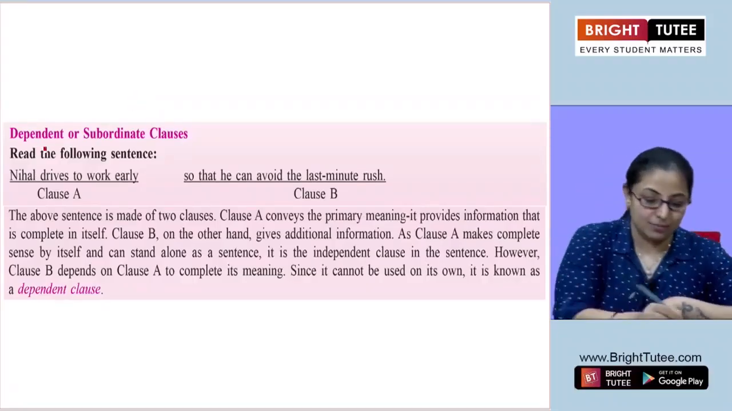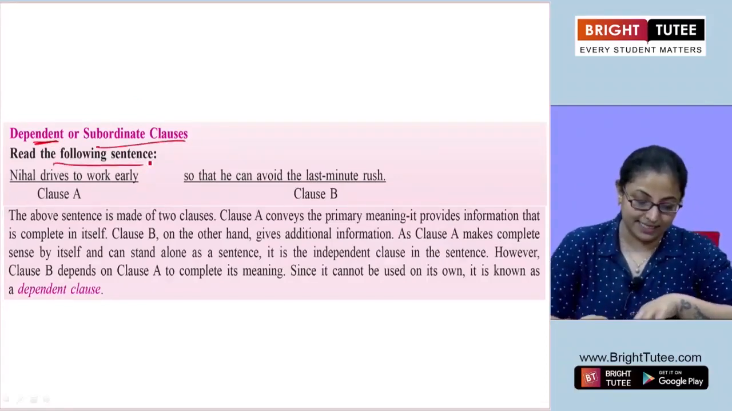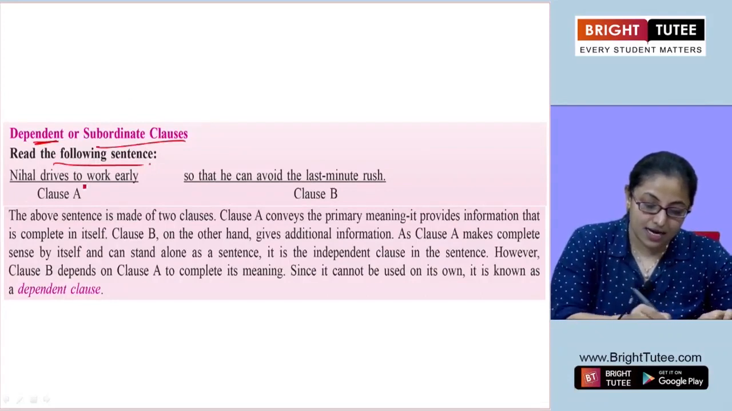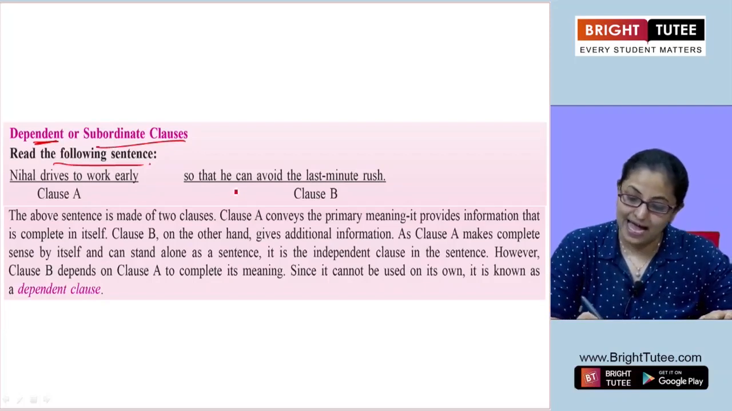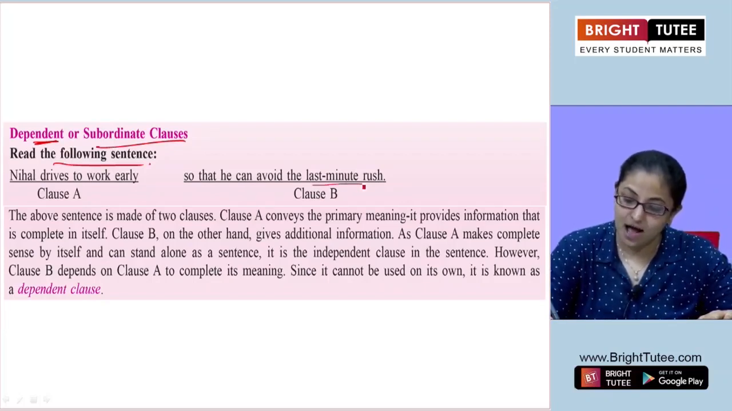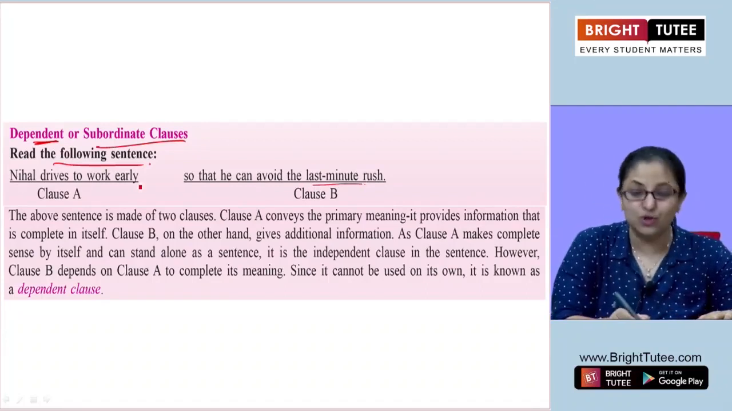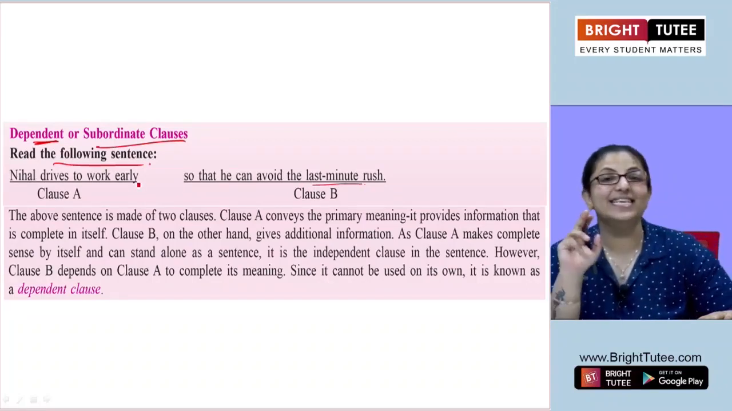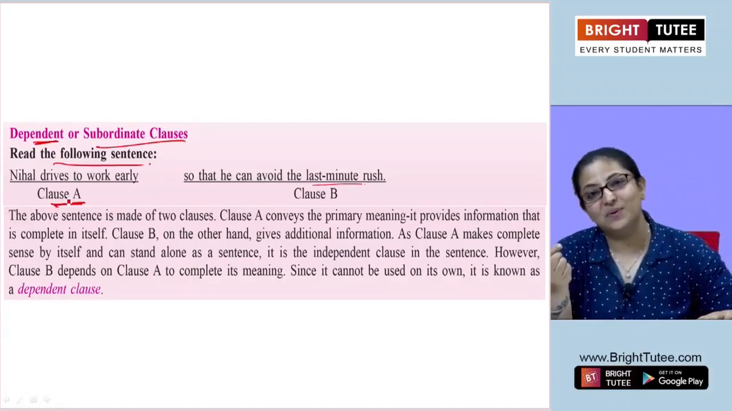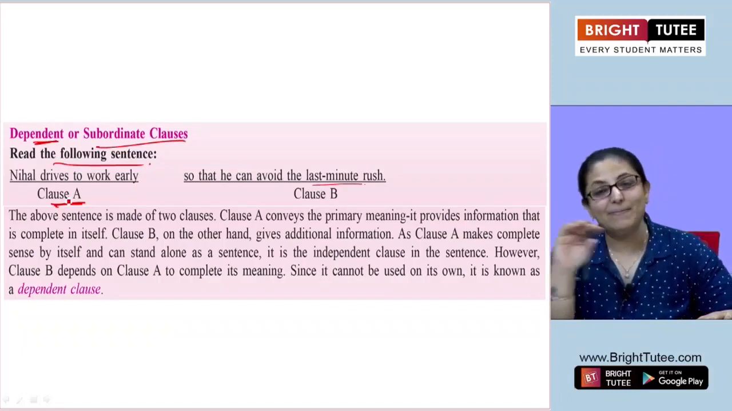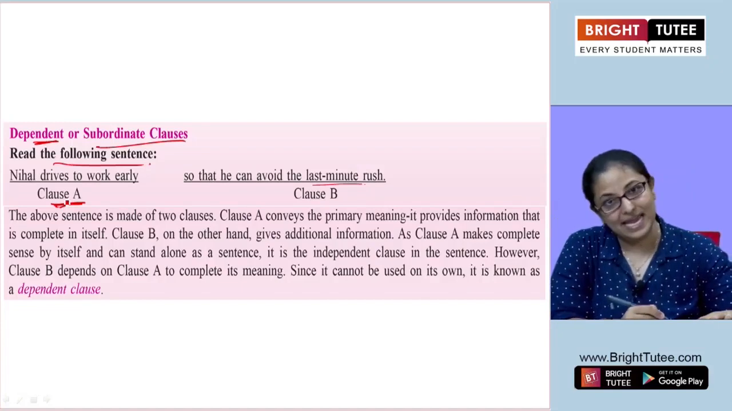Now, we will come to the dependent or subordinate clauses. Read the following sentence. Nihal drives to work early so that he can avoid the last minute rush. Now, Nihal drives to work early. This is clause A. Why? Because it has one finite verb, one subject, simple clause, simple sentence, makes complete sense. So this is clause A.